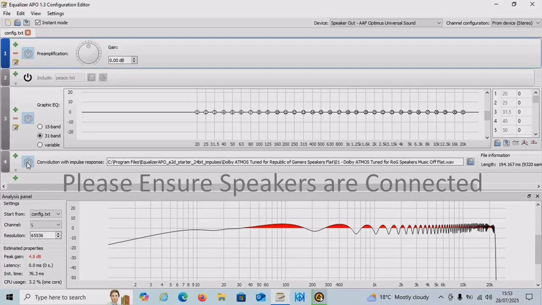Please ensure that you have stereo speakers connected and, if it is applicable, that they are powered on.